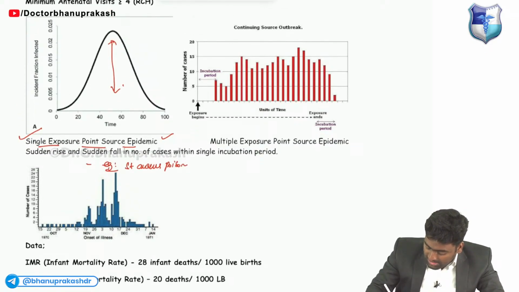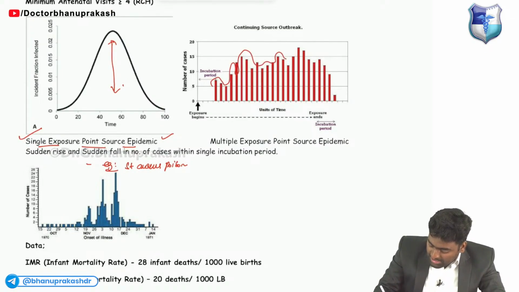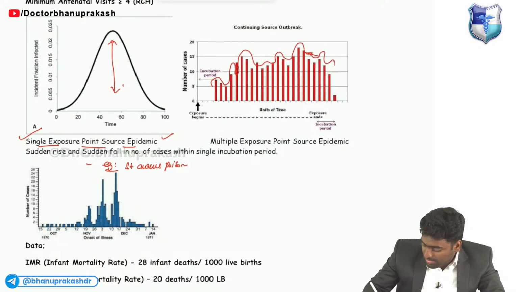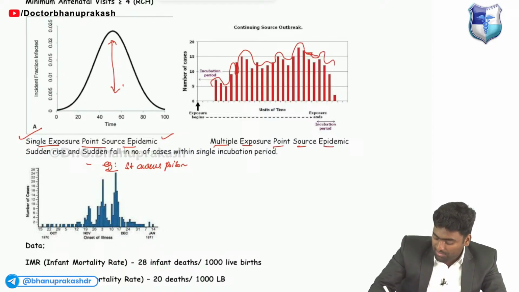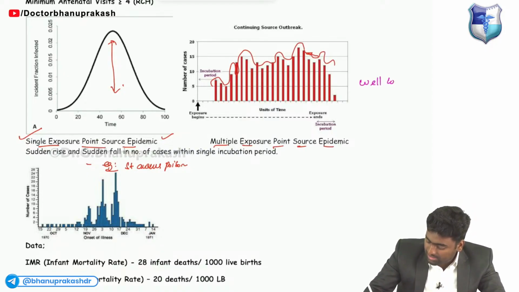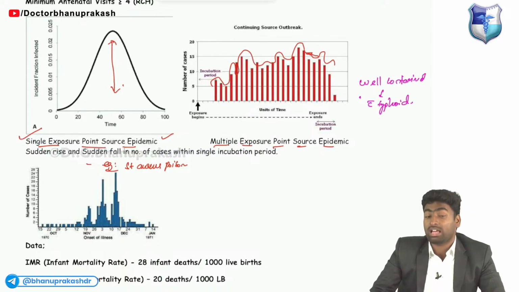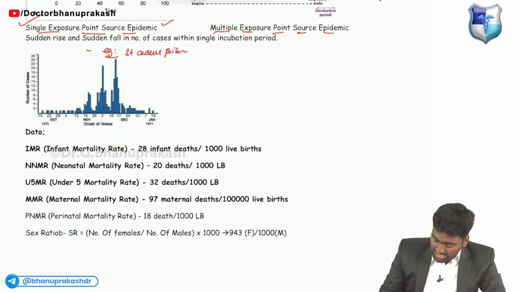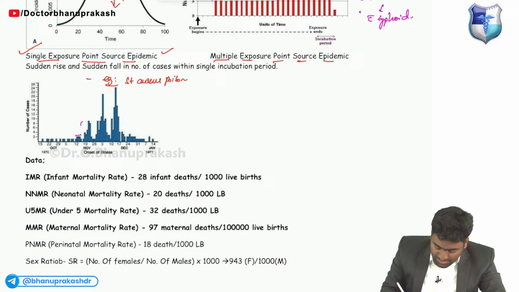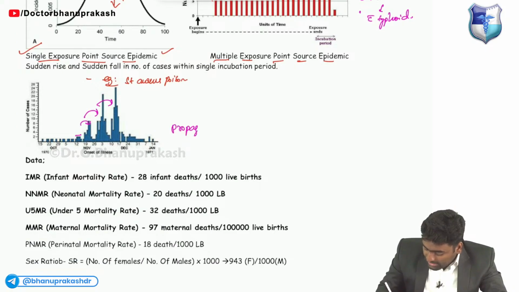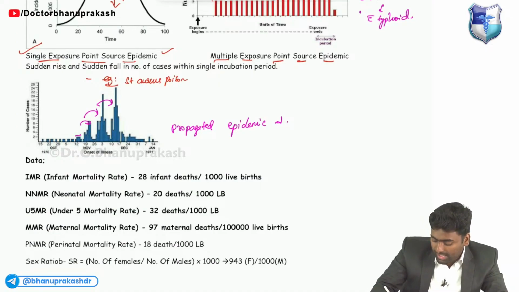Next, if you are able to see, there are multiple peaks, but their common source is there. So it is known as multiple exposure point source epidemic. For example, wells contaminated with typhoid bacillus. Remember, or the milkman carrying contaminated milk. And next one, if a disease is spread to others and to others, it is known as propagated epidemic. The examples of propagated epidemic are TB and hepatitis A.